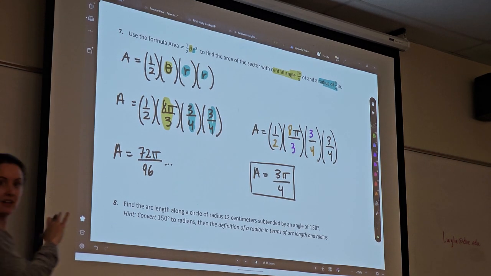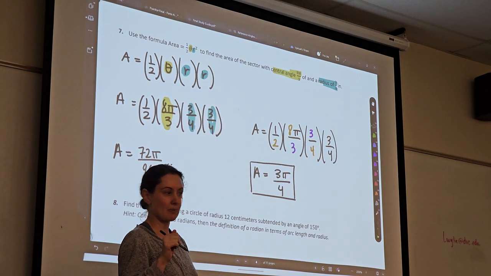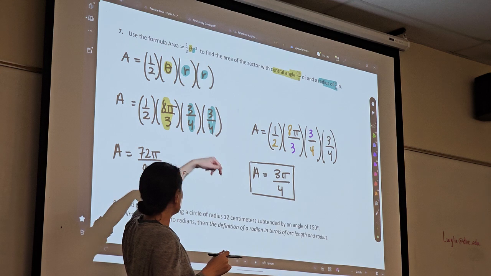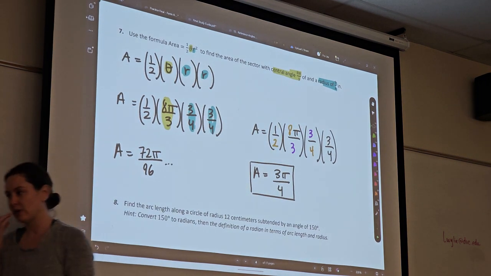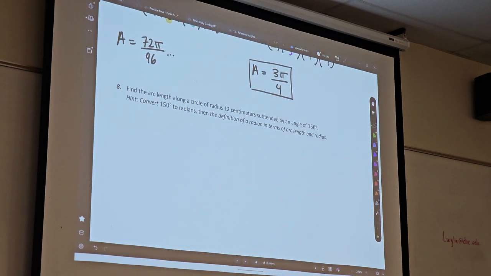I'll let you do that because I want to make sure we have time to talk about each one conceptually. Good? Yeah. So the formula is given to you, multiply straight across. This formula is not given to you. Here's the formula. Right.